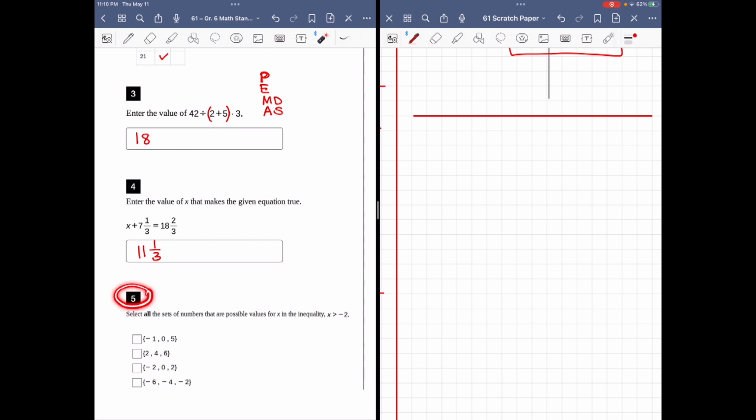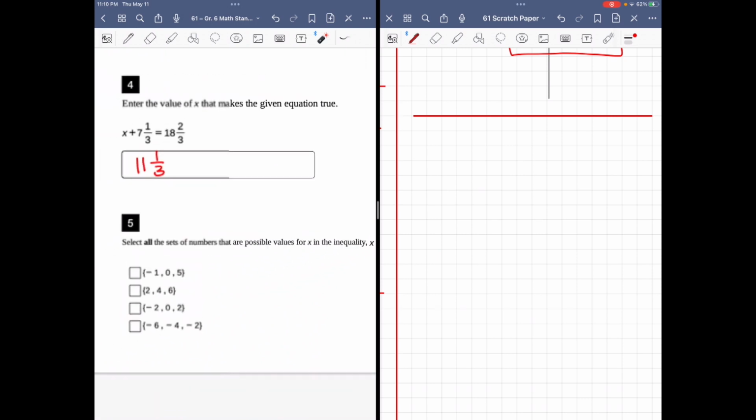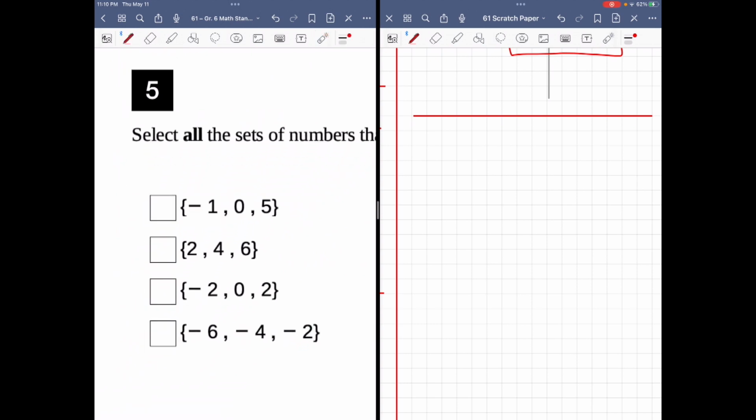Here is question number 5. It says, select all the sets of numbers that are possible values for x in the inequality x is greater than -2. So to make this easier to see, write this inequality closer to the answer choices. X is greater than -2. Write it down right over here. X is greater than -2.